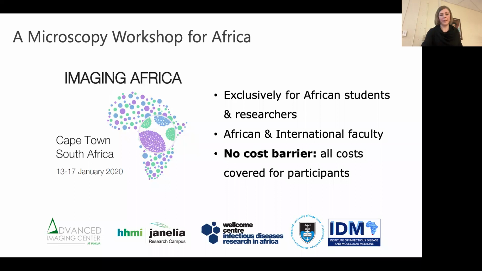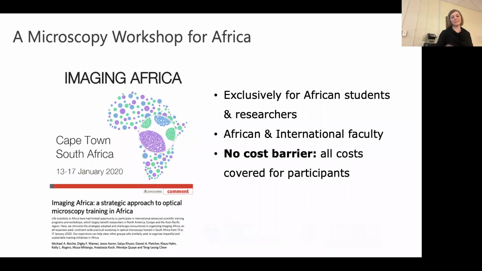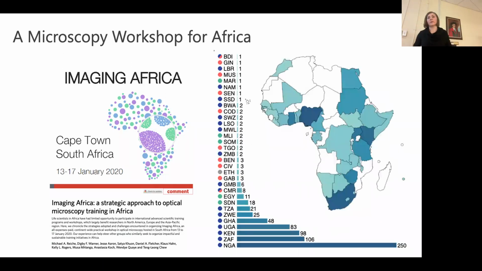It was a sufficiently large learning exercise that a paper was written about the experiences gained from running this first workshop. But a key thing is that for 24 places on the workshop, we had over 700 applications. And if my previous graphs didn't convince you of the need to develop capacity in Africa, I hope that this evidence of a drive to learn imaging and technology science in Africa convinces you that this is a worthwhile endeavor.